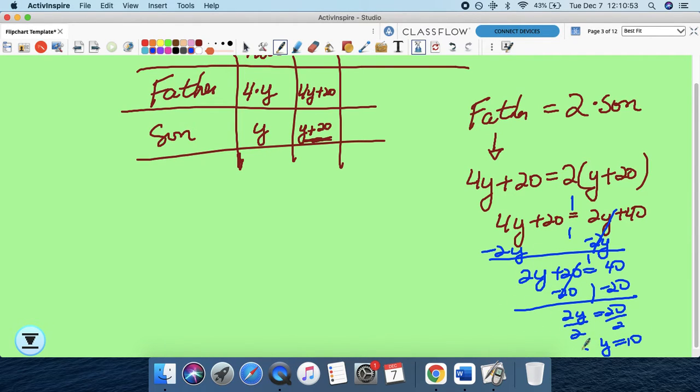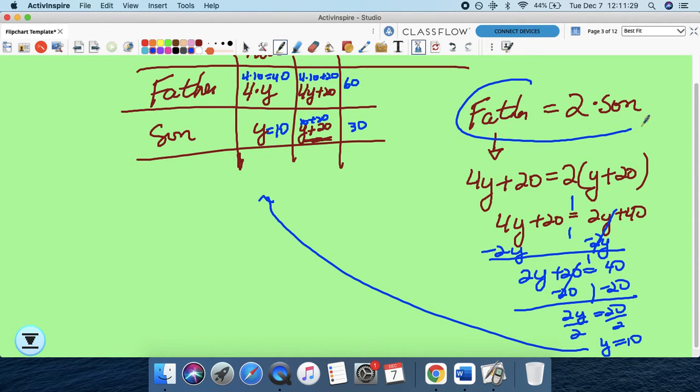So if I go back to my table and take that information, the son is 10 years old. The father is 4 times 10, which is 40. So right now, the son is 10 and the father is 40. 20 years from now, the father would be 4 times 10 plus 20, which in 20 years would mean that the father is going to be 60. That makes sense, right? The father's 40, 20 years from now, he's going to be 60. And the son is 10 now, in 20 years, plus 20, he's going to be 30. Is the father twice the age of his son 20 years from now? Look at that. There you go.